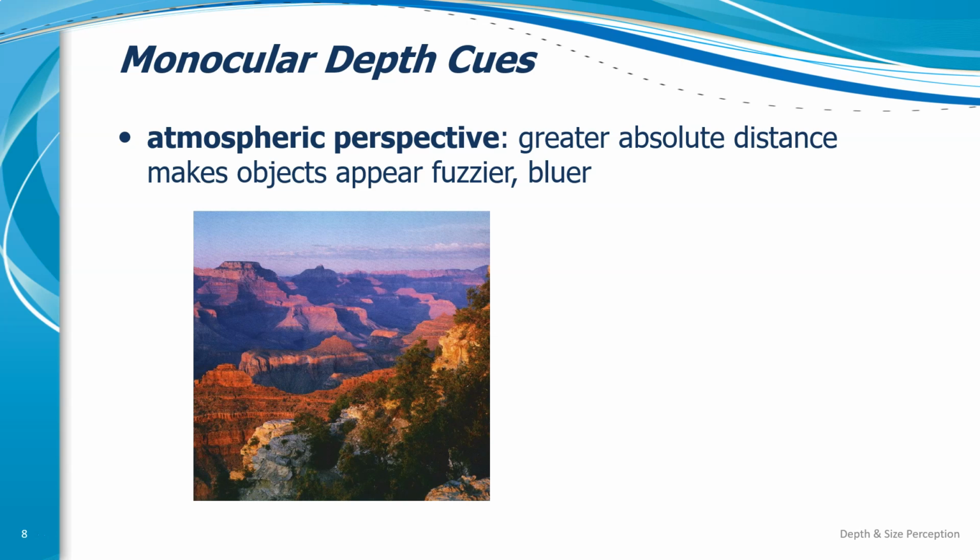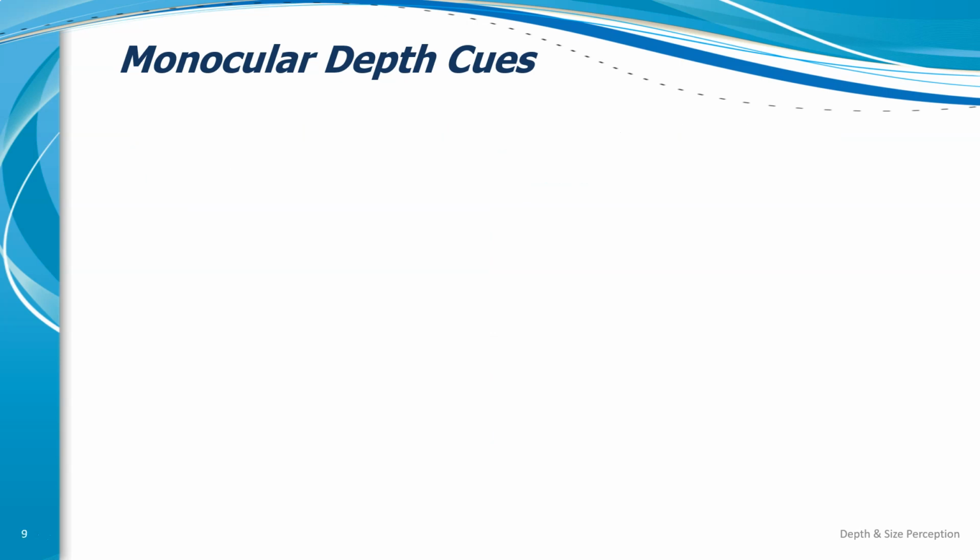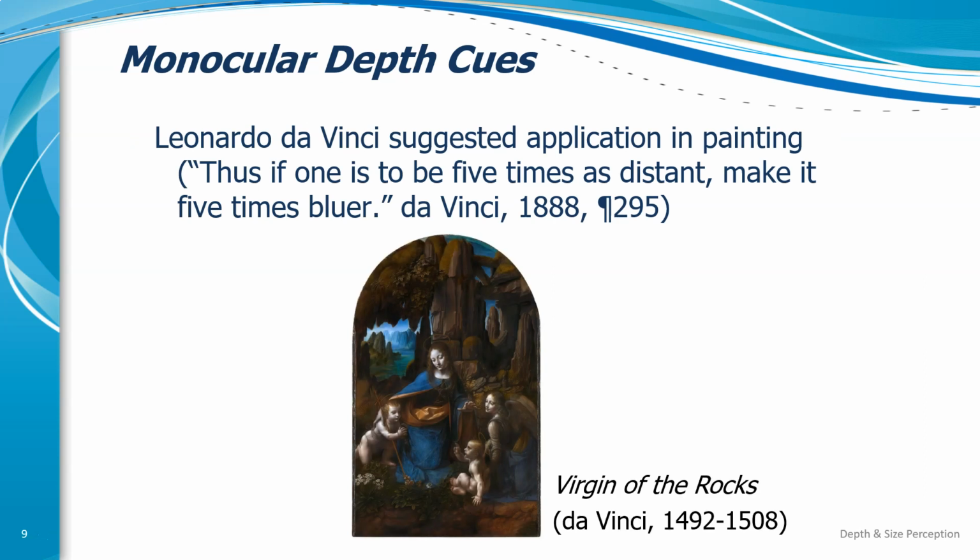This has actually been around and known for quite some time, at least as far back as Leonardo da Vinci. And he wrote that if in painting, if one is to be 5 times as distant, make it 5 times bluer. I don't know what 5 times bluer means, but he actually did incorporate that in his painting Virgin of the Rocks.